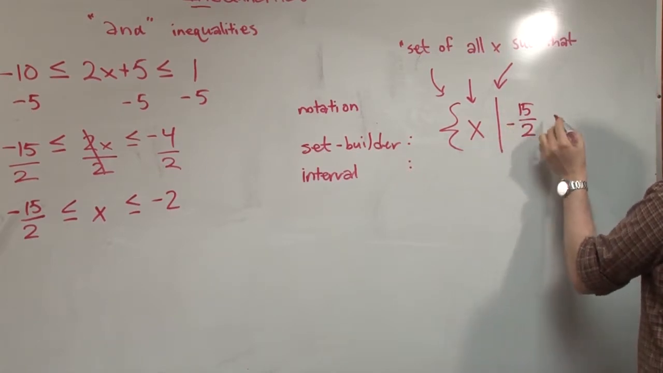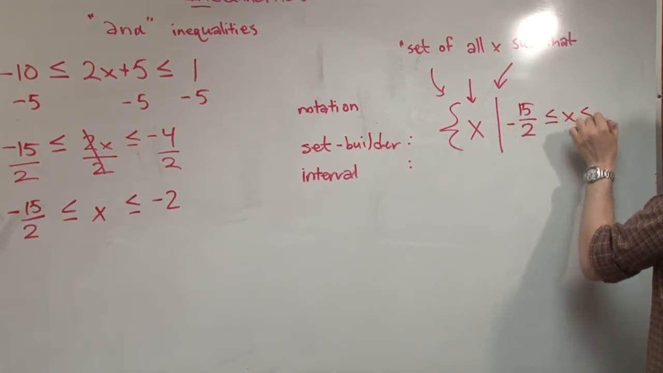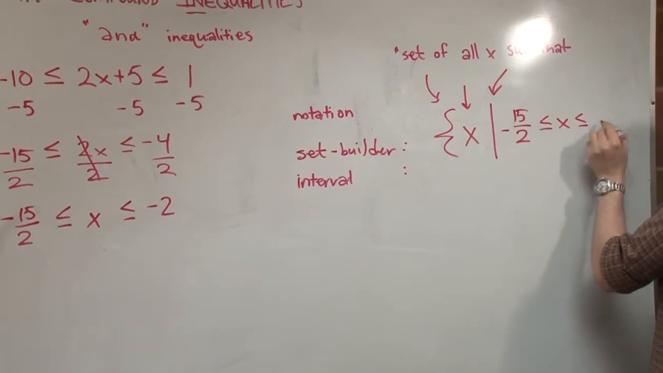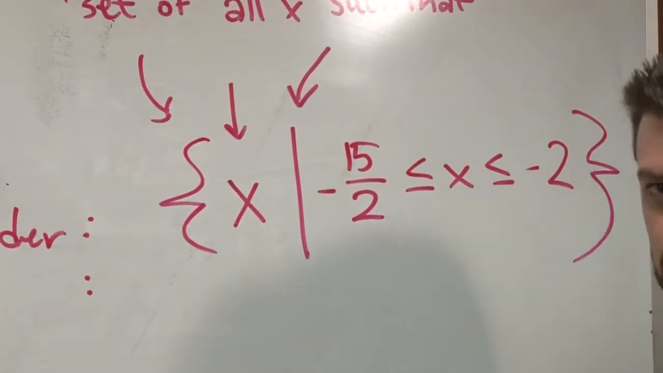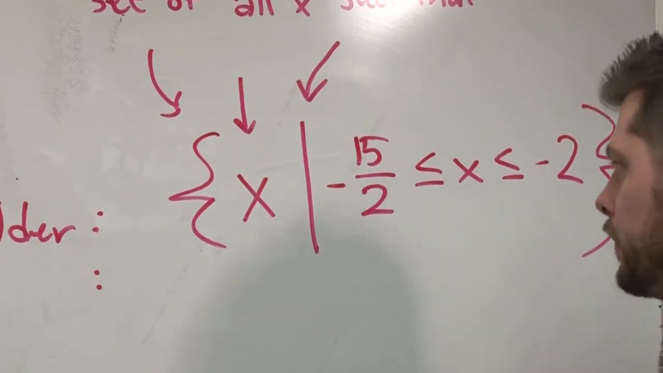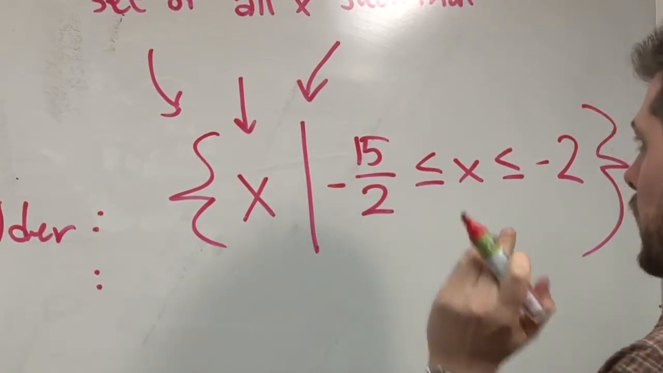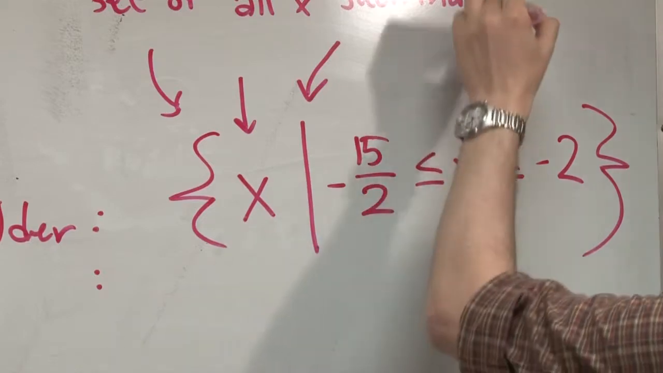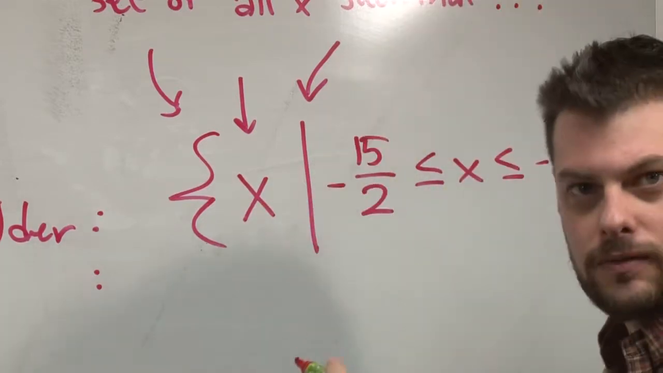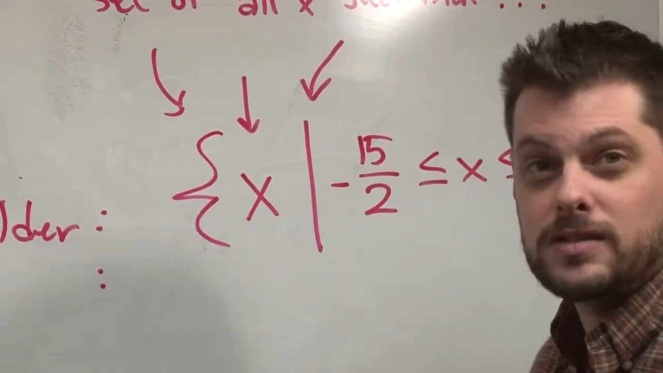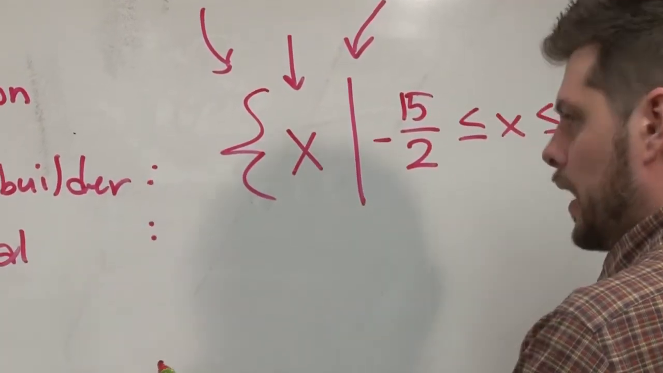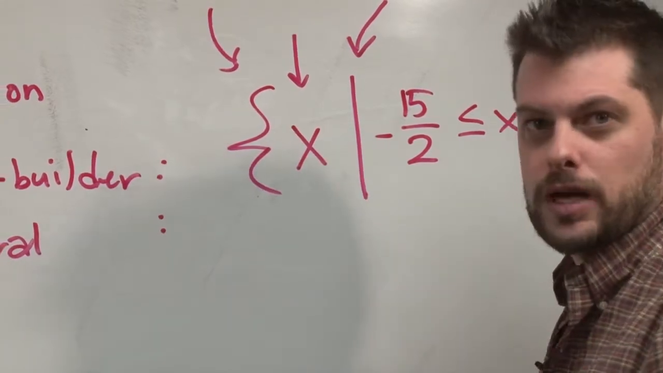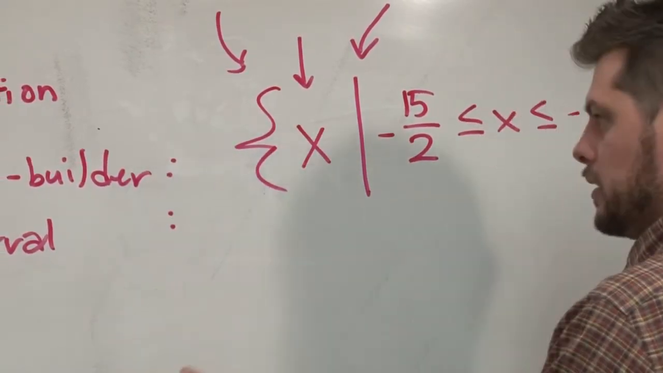Such that x is between negative 15 over 2 and negative 2. And then I got to close my brackets. That's set builder notation. Okay? Easy. If you understand what the terms mean, then you can translate it very easily in your mind. Interval notation's nice too. It's more visually based, I think. And it's going to require that we introduce a couple of new symbols. And we'll do that in a second.